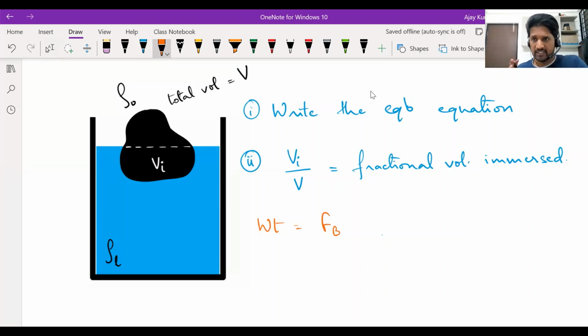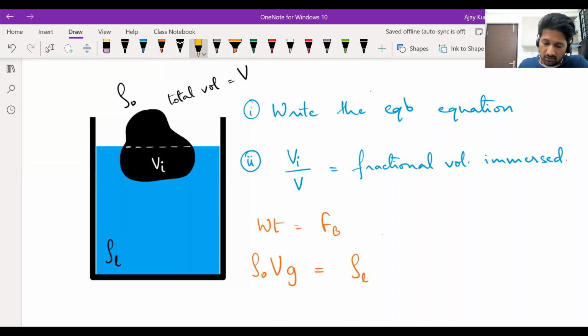The weight of the object depends on its density and its volume. So weight of the object is density of object times total volume times g, that is mg, mass of object multiplied with gravity. Buoyant force, on the other hand, we just proved, in a non-accelerated container or fluid, is the weight of the liquid displaced.